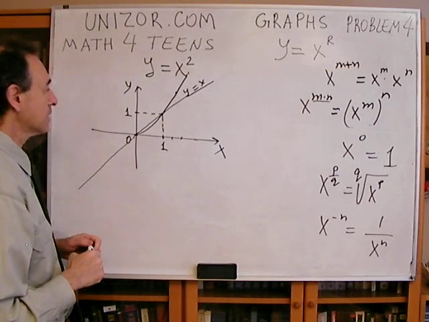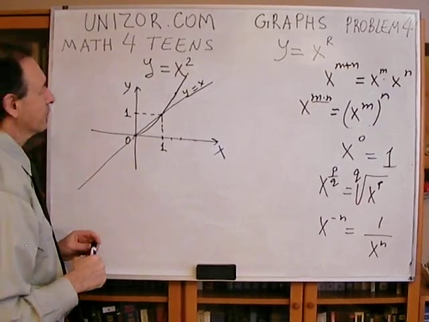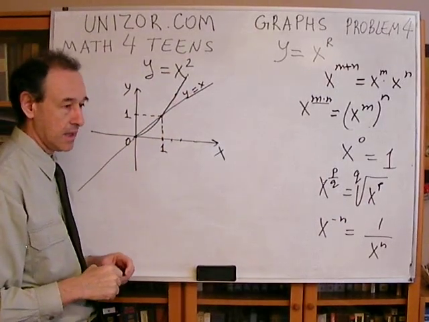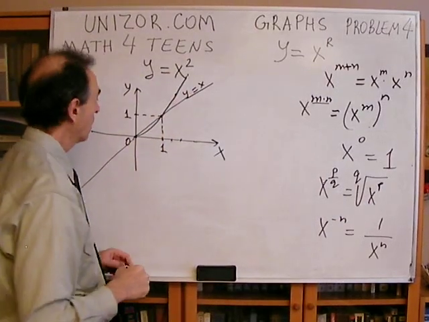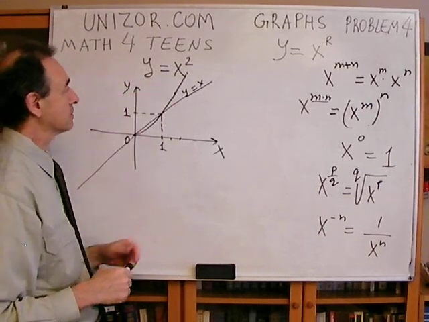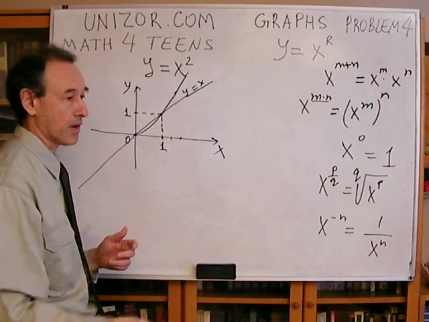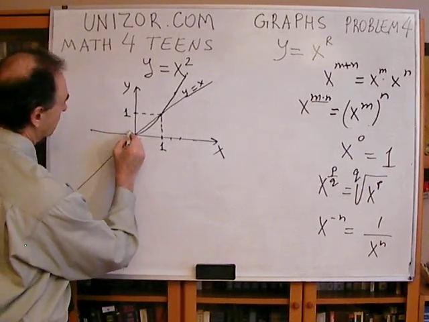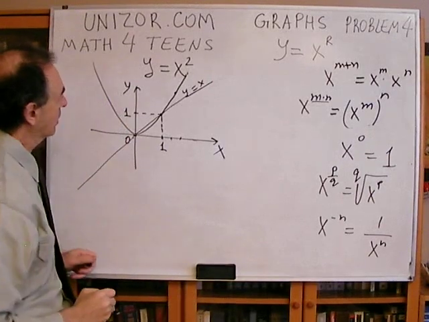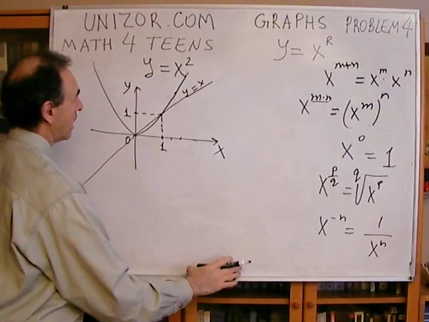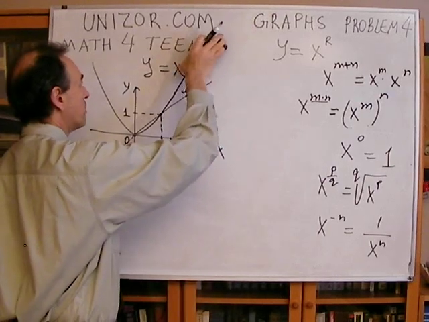Now, what will be in the negative part? Well, x squared is an even function, if you remember, because a negative number being squared results in the same number as the corresponding positive. So it will be symmetrical here. And this is the parabola which everybody saw. Okay, great. Now, let's talk about a bigger power.